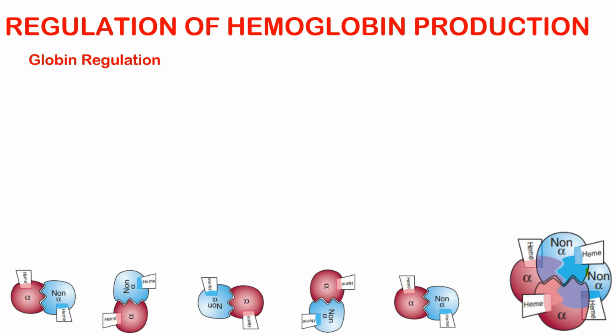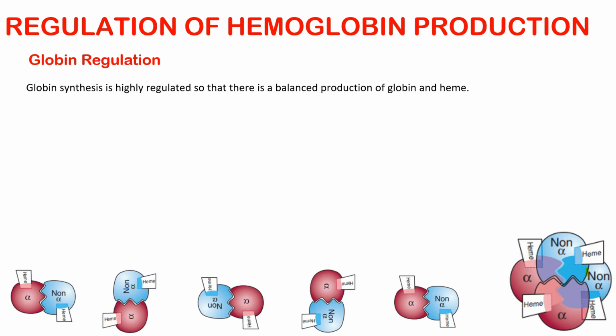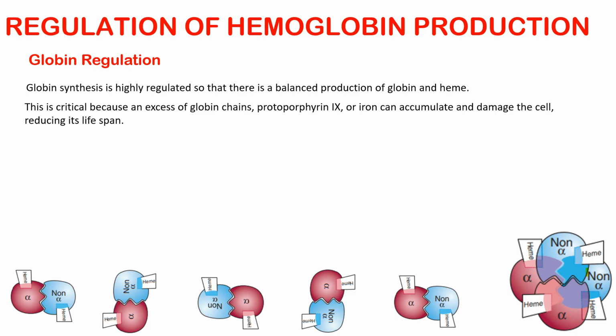Globin regulation. Globin synthesis is highly regulated so that there is a balanced production of globin and heme. This is critical because an excess of globin chains, protoporphyrin IX, or iron can accumulate and damage the cell, reducing its lifespan. Initiation of transcription of a particular globin gene requires 1.